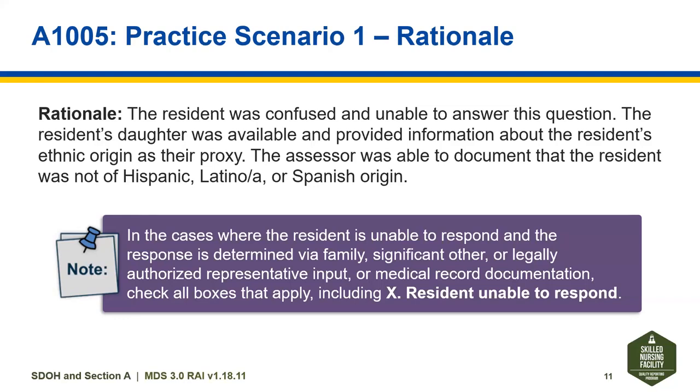As noted in the guidance manual, when a resident is unable to respond, but the responses are determined via other resources or medical record documentation, you will check all the boxes that apply, including code X. Had there not been another resource available to provide the necessary information, the resident was unable to respond, and you would check only X, resident unable to respond in that instance.